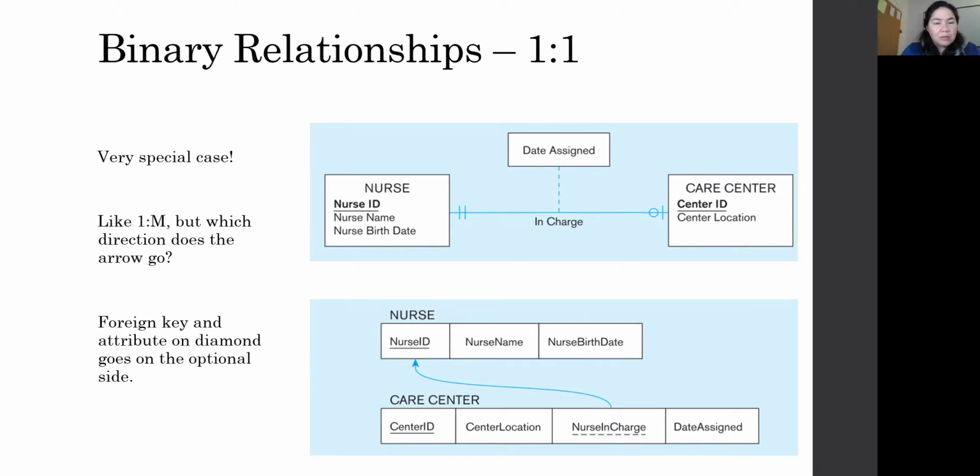And then also here is the first time that we've seen a different type of diagramming, where it says in charge is where our relationship diamond is. Date assigned is an attribute coming off of that. But here you can see that the date assigned actually got moved to be part of the table that has the foreign key. So any attributes going off the relationship come down into that same table.